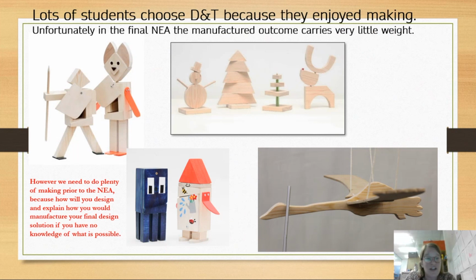Now, lots of students really enjoy the making element of design and technology at Key Stage 3. Unfortunately, for the final NEA, the manufactured outcome carries very little weight. However, the students still need to work out and design a product and describe how they would be making it. So for the students to be able to actually state materials and state the processes they are choosing, we still need to do lots and lots of making.